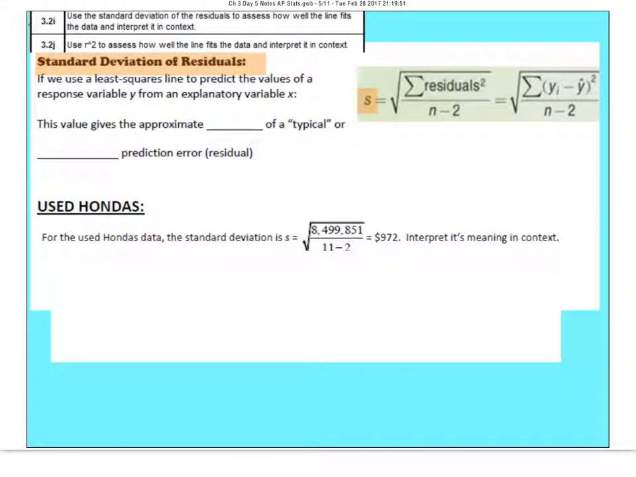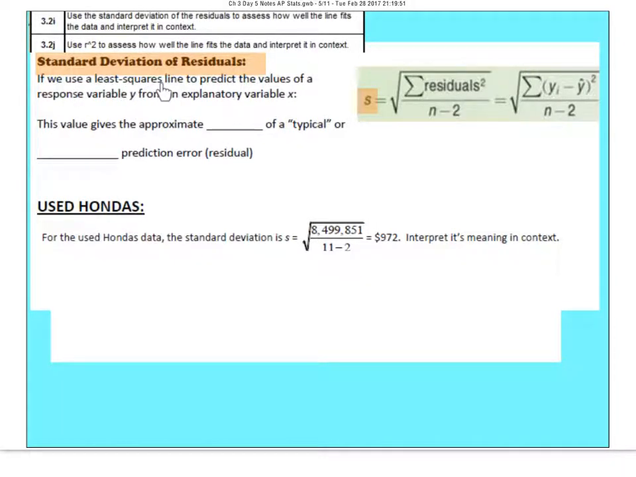3.2i and j are going to show you how to use the standard deviation of the residuals to assess how well a model fits the data and interpret it in context, and then use r squared to assess how well the line fits the data and interpret it in context. First, let's define the standard deviation of the residuals.